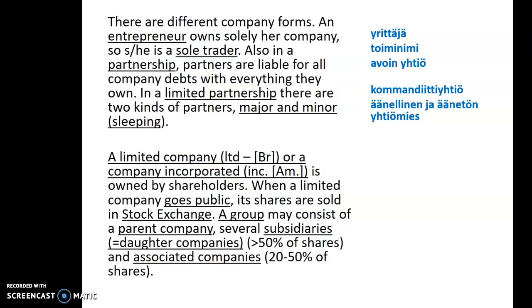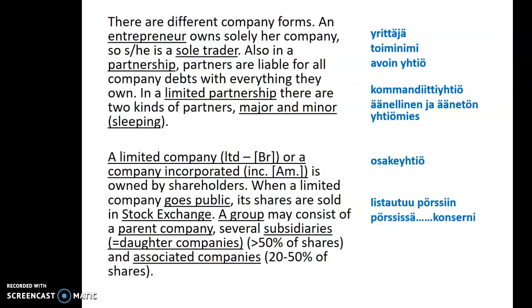Then we have a limited company, and that's the British term, Limited, Ltd, and the American term is Company, Incorporated. So it means that their shares are owned by shareholders. When a limited company goes public, its shares are sold on the stock exchange.